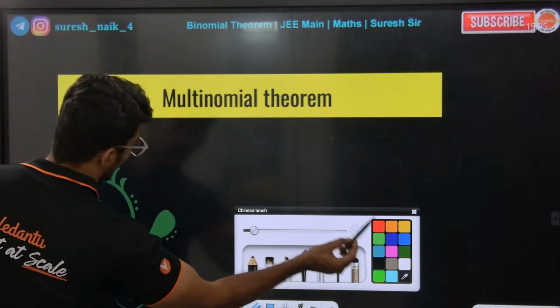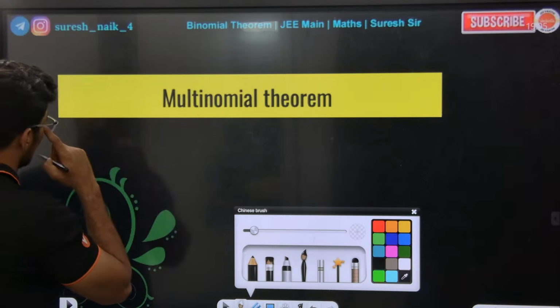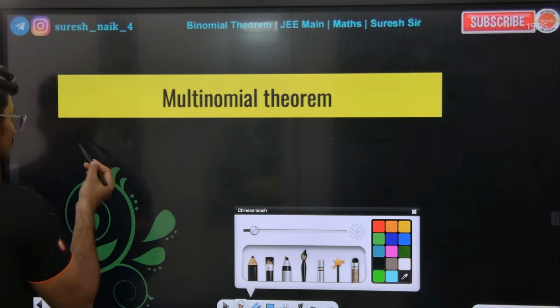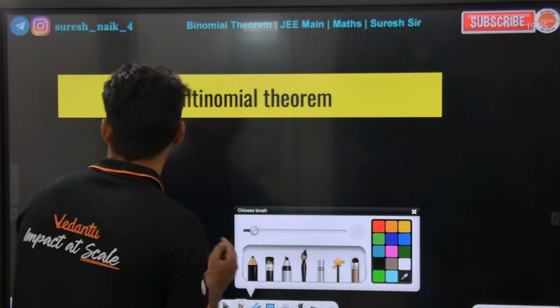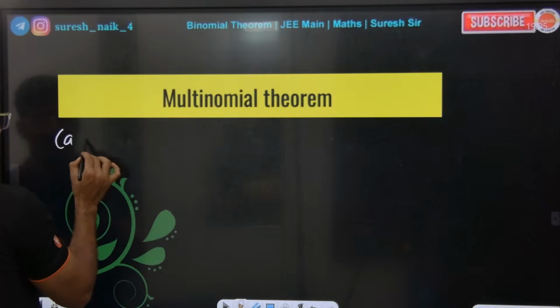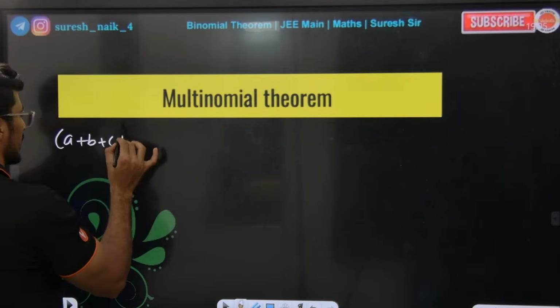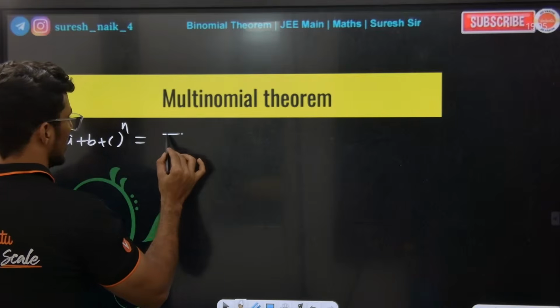Guys, this is simple. Listen, what is the multinomial theorem basically? The binomial theorem needs two terms, and the power should be an integer. Yes or no? In the multinomial theorem, you can have more than two terms. Let's say (a + b + c) to the power of n. Do you know what its general term is?